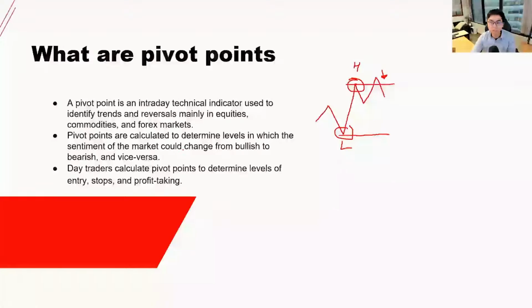Pivot points are also calculated to determine levels at which the sentiment of the market could change from bullish to bearish, and vice versa. Just take note, the high indicates the highest price from the prior trading day.